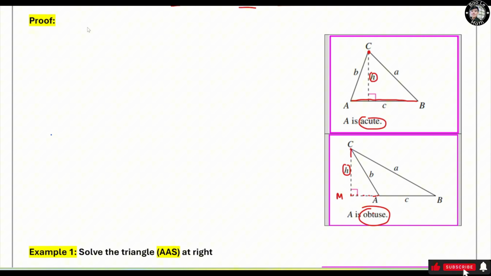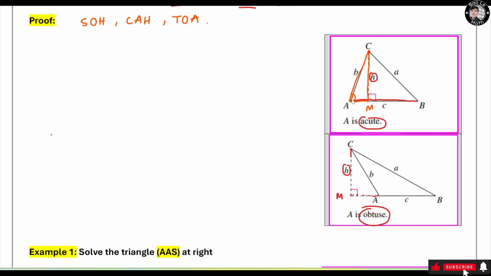Now remember, you have the trig ratios in the right triangle that you learn in geometry. Sine equals opposite over hypotenuse. Cosine equals adjacent over hypotenuse. And tangent equals opposite over adjacent, right? So, we're going to apply the trig ratio in the right triangle AMC right here, right?